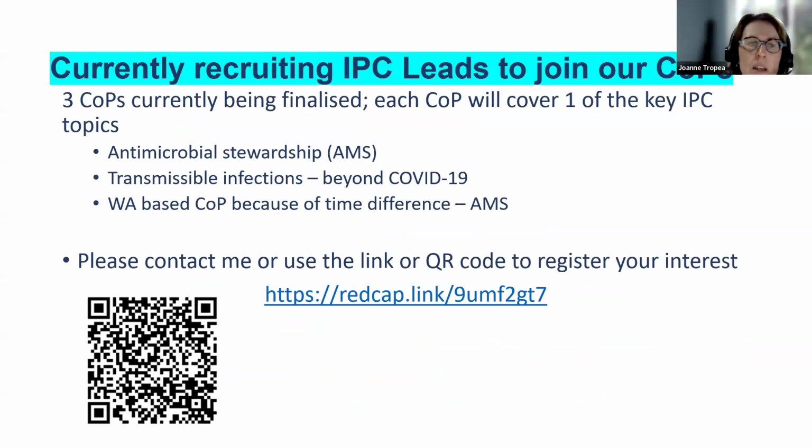deciding to focus on antimicrobial stewardship. So that's one of the areas that the community of practice might focus on, and the other area is transmissible infections beyond COVID-19. So the idea is that a community of practice will focus on one of these topics over the 12 months. We are currently recruiting IPC leads to join our communities of practice, and we've got enough people at the moment for 3. Very keen to have more IPC leads join.